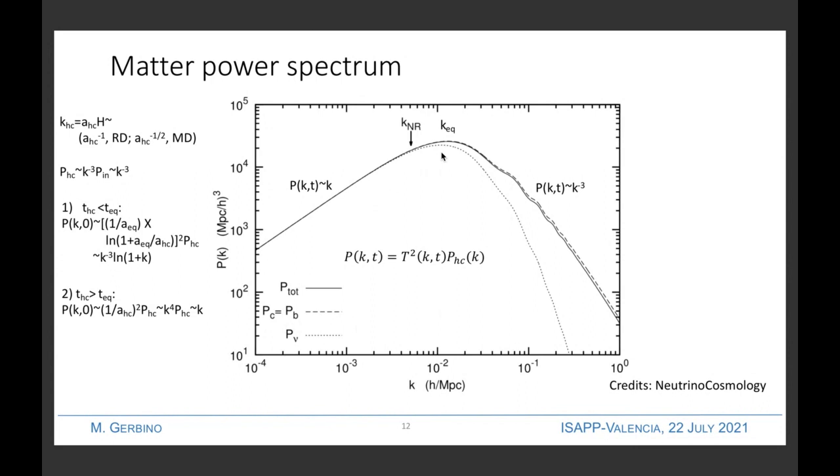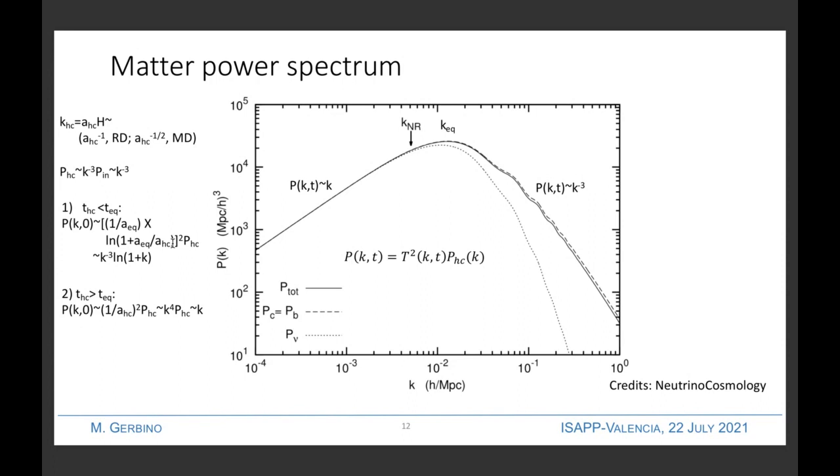Why does the power spectrum have this peculiar shape, with a growing branch at small wave numbers, a turning point at a given wave number, and then a decreasing shape at large wave numbers? The reason is given by the different evolution of the perturbations that we have discussed so far. I've told you that the power spectrum at horizon crossing is almost scale invariant. So at first approximation, we can think of the power spectrum at horizon crossing as a constant power spectrum.